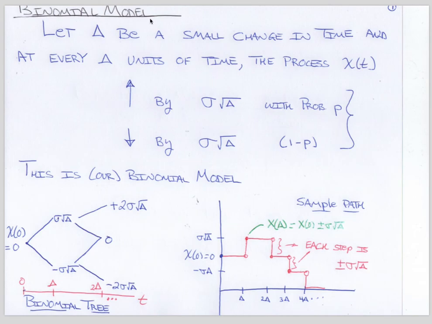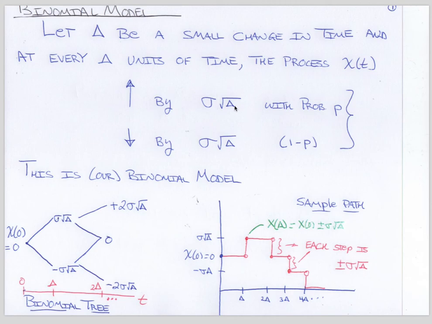In this particular binomial model, we're going to choose our time step, delta, to be a small change in time. So we're basically going to look at a process that changes every delta units of time. If you think of the whole time period being a year, maybe delta would be 1 day. And every delta units of time, so every day, the process either goes up or down by some amount sigma square root of delta. We're going to choose these steps for a good reason, as you'll see.